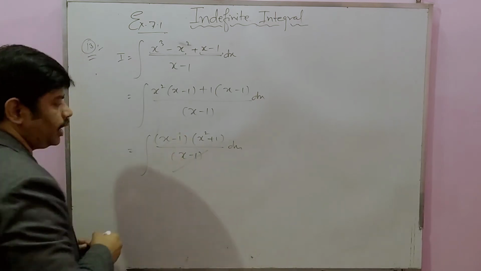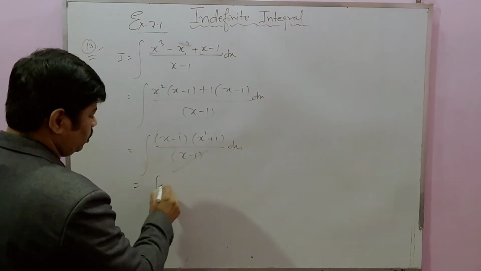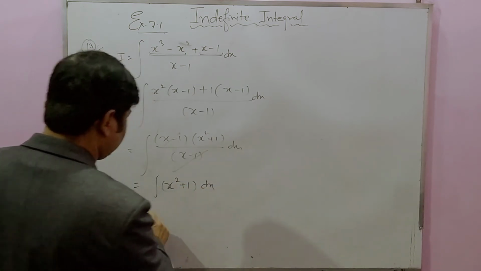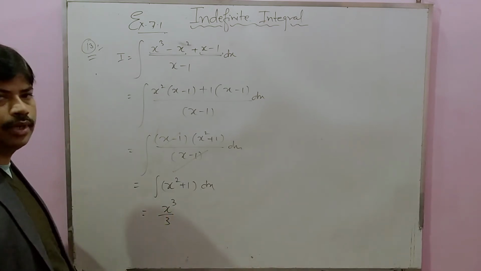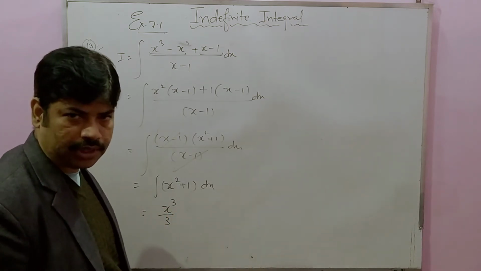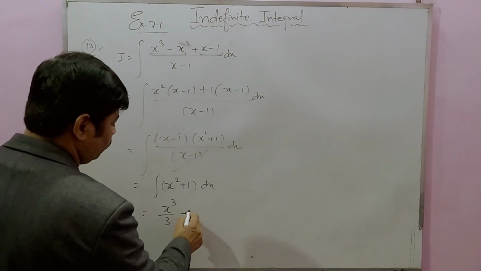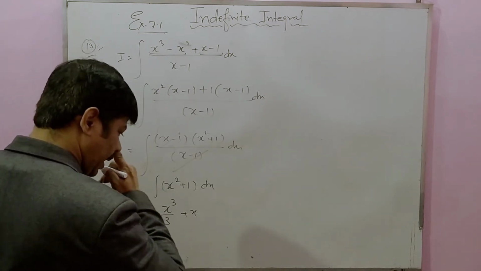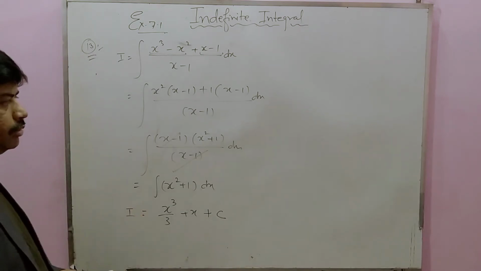Both will cancel. So the integration of x square plus 1 dx. The integration of x square is x cube upon 3. I told you the formula: the integration of x to the power n is x to the power n plus 1 upon n plus 1. And the integration of 1 is x, because the derivative of x is 1. So the integration of 1 is x plus c. That is your answer to question number 13.